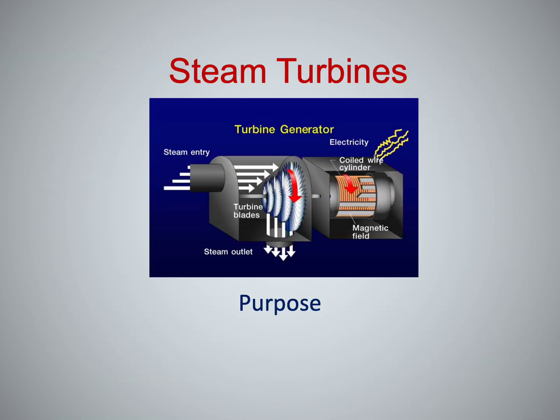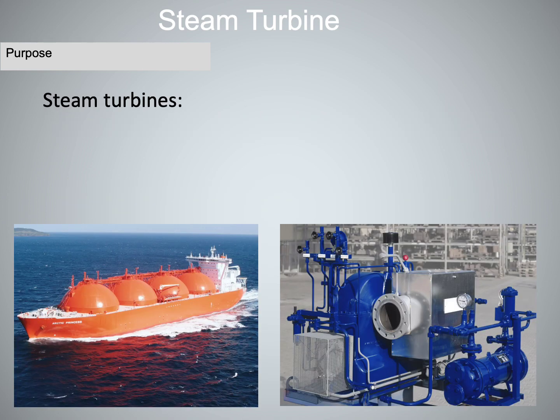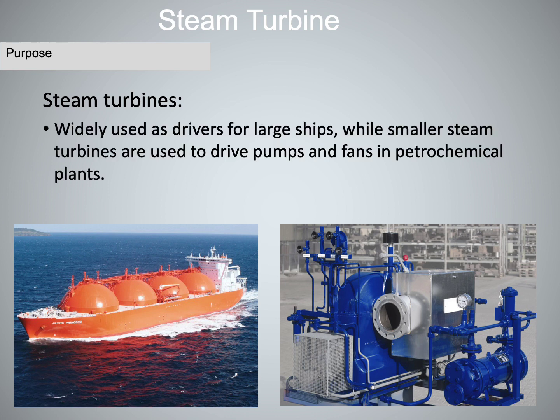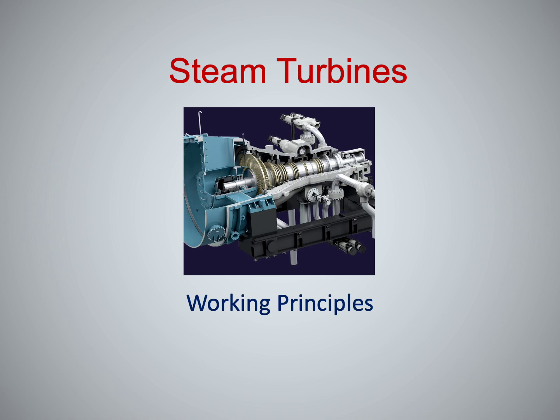Purpose: steam turbines are the prime movers driving the generators found at many different types of plants, including petrochemical, thermal, geothermal, and nuclear power plants. Steam turbines are widely used as drivers for large ships, while smaller steam turbines are used to drive pumps and fans in petrochemical plants. Thus, while we may not see them every day, steam turbines are connected to our daily lives in many ways.